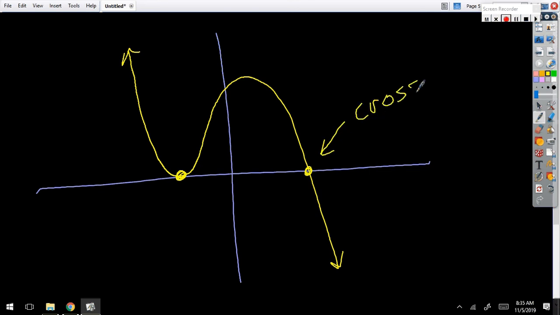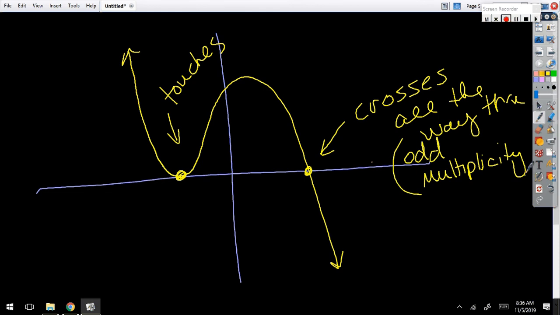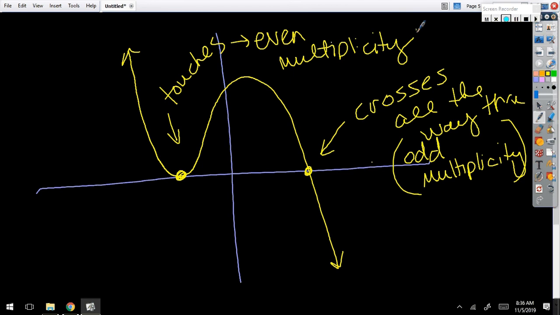This one crosses all the way through. This one touches and goes back up. You see that? This has an odd multiplicity. This one, even multiplicity. Now, what do I mean by multiplicity? How many times that factor is there, right? So that one that I had before, what was that equation? X minus 2 cubed, x plus 1 squared.